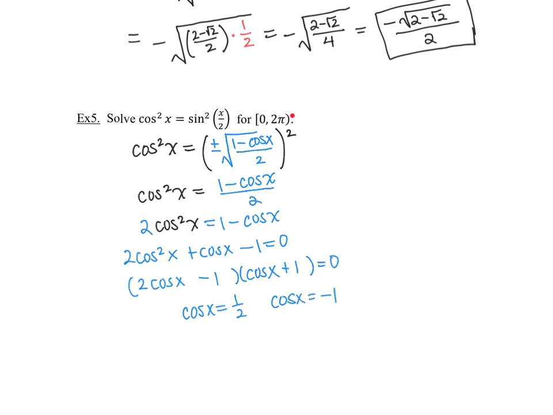I am restricted to 0 to 2 pi for x, so I'm just going to list the answers that are between 0 and 2 pi. So the cosine of x is 1/2 at pi over 3 and 5 pi over 3. And then the cosine is equal to -1 at pi. So those are the three answers that occur from 0 to 2 pi.